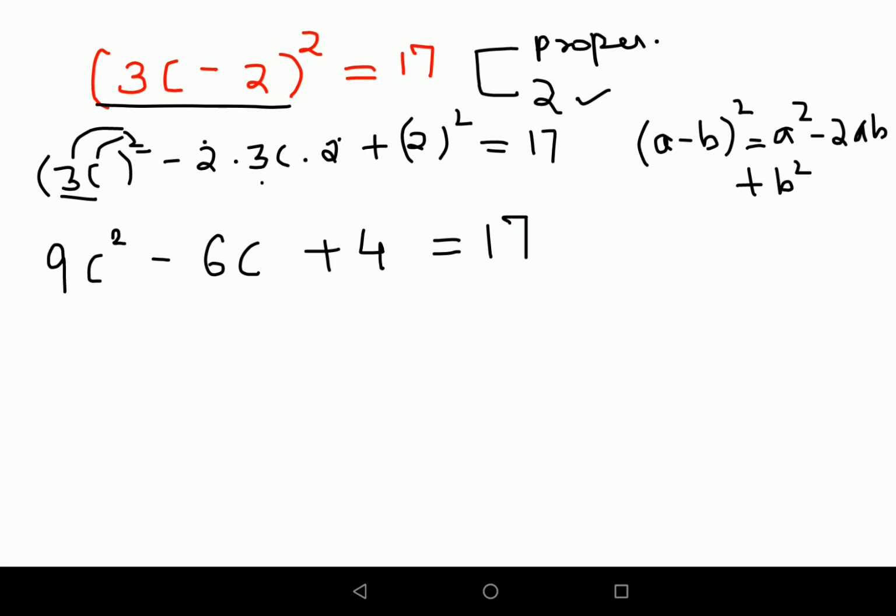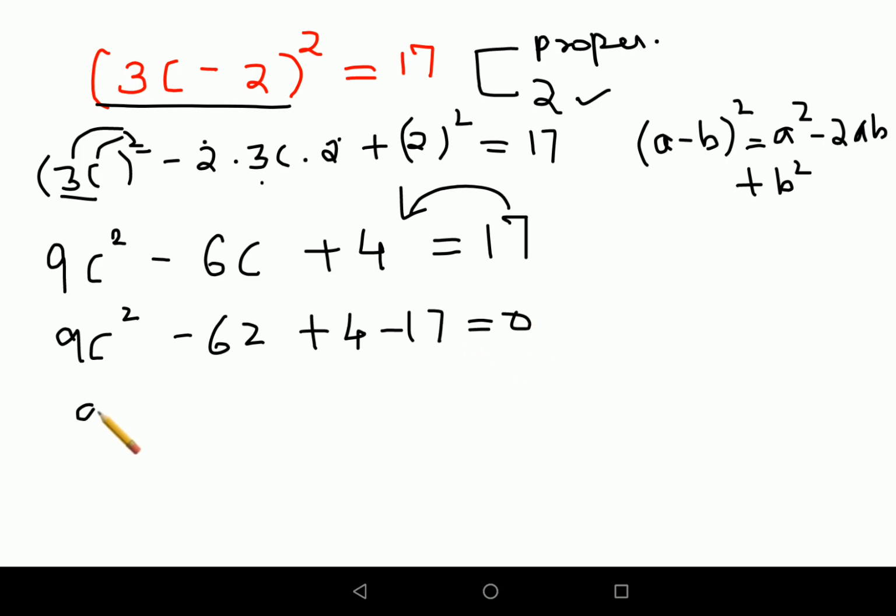And I'm sure you all must have gotten an inkling that this looks like a quadratic. Only thing is you need to shift this 17 to this side of the equal to. So this then becomes 9c square minus 6c plus 4 minus 17 equals 0. There's no plus because 17 is the greater number and the sign carried with 17 is negative. So 4 minus 17 gets you minus 13.